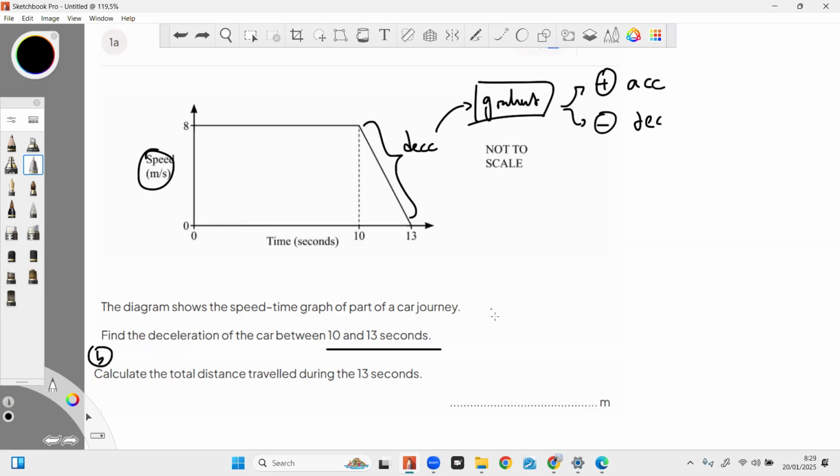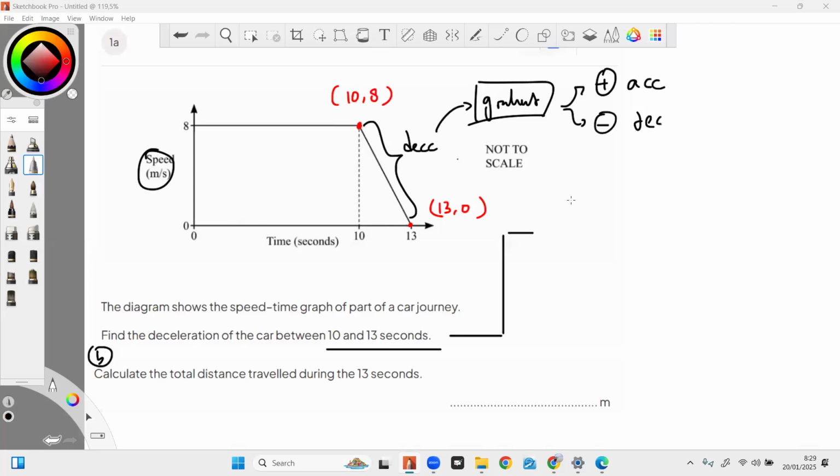Question 1c: find the deceleration between 10 and 13. First, you need two points: 10, 8 and 13, 0. But the gradient is not x1 minus x2, but speed 2 minus speed 1. Be very, very careful.